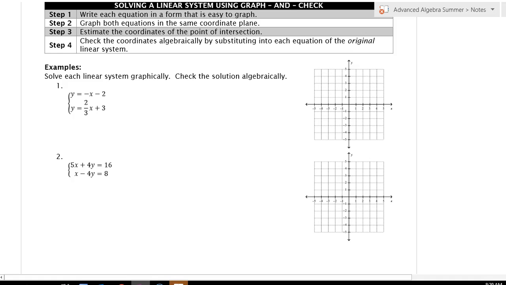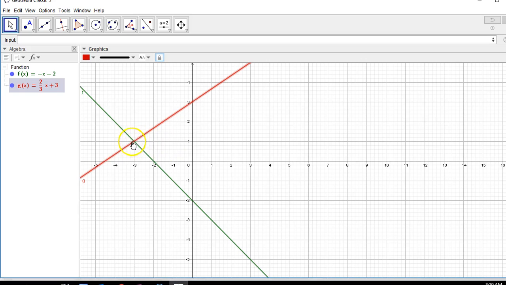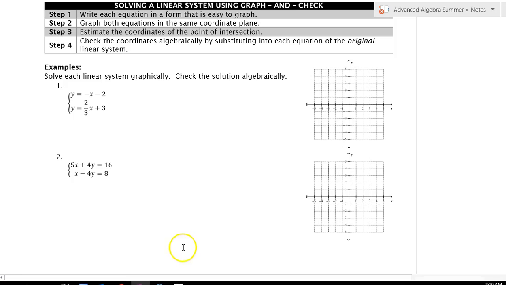And check. They look the same. We're good. And here we see our point of intersection. So it's going to be at -3, +1. So our solution there, -3, +1.